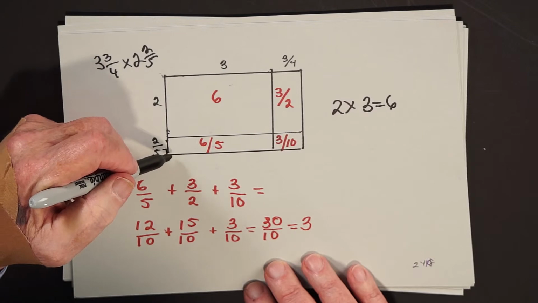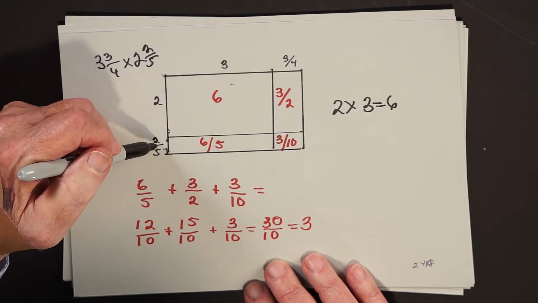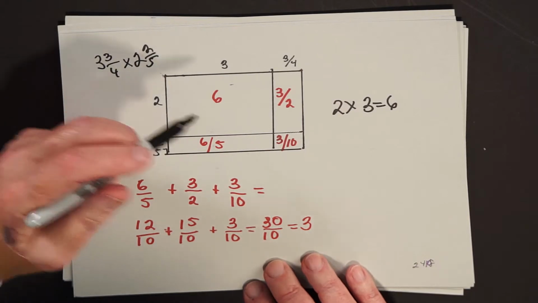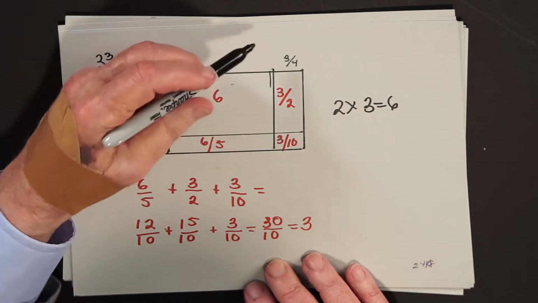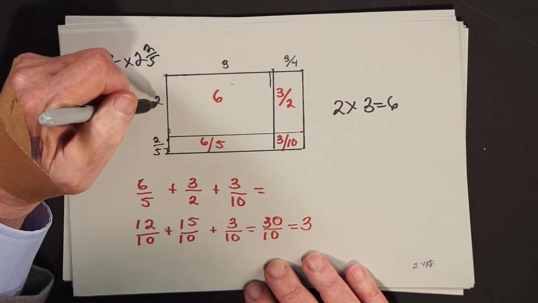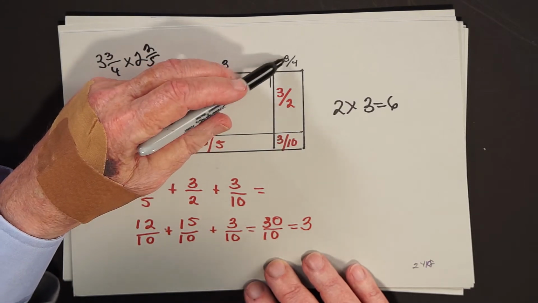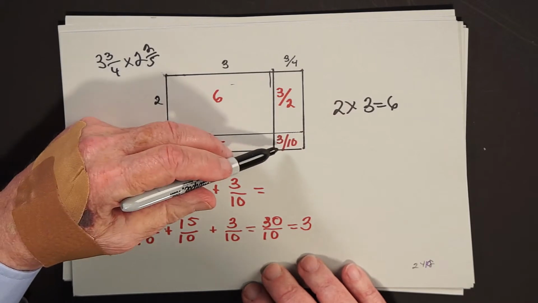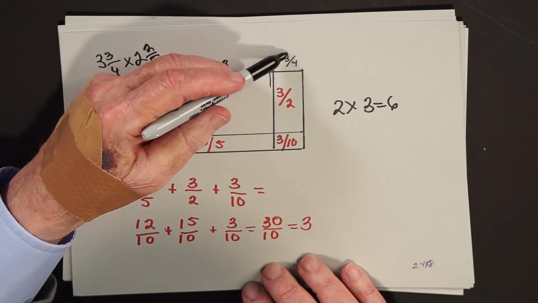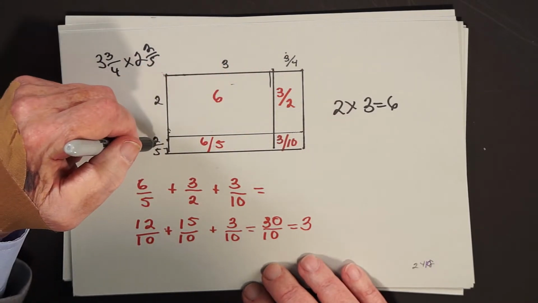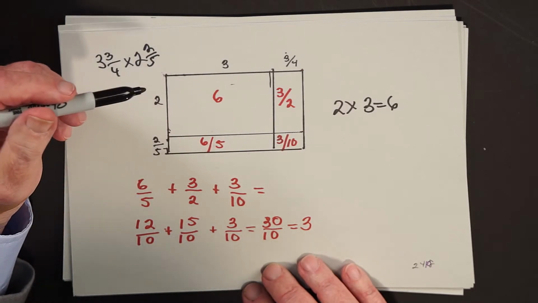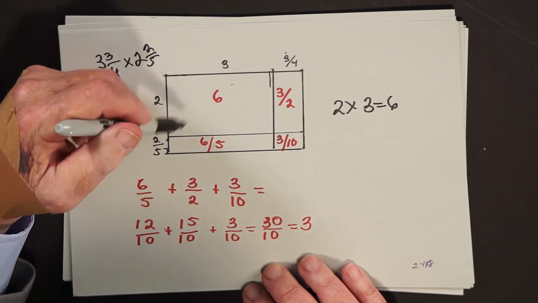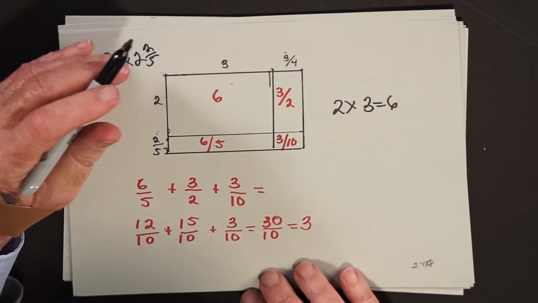This piece here is 3 by 2/5. 2/5 times 3 is 6/5. This piece here is 3/4 by 2. 2 times 3/4 is 6/4, which reduces to 3/2. And this piece over here is 2/5 by 3/4, which reduces to 3/10. In other words, it's 6/20 or 3/10.